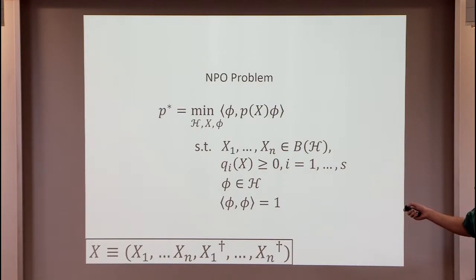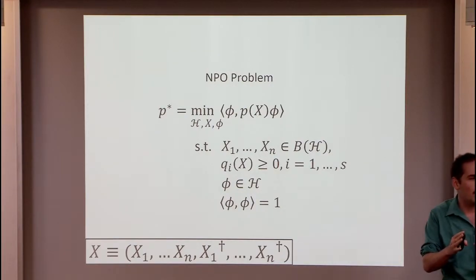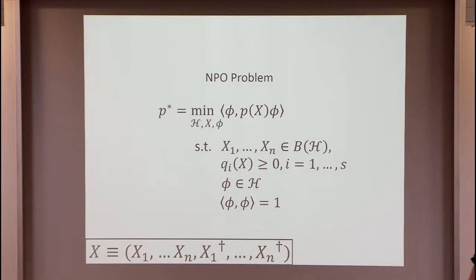So this minimization is not only over the set of all possible operators which satisfy these constraints, and not only over the set of all possible normalized vectors, but also over all possible Hilbert spaces where these objects can be defined. Does anybody follow? I mean, this is really important. So why isn't the Hilbert space fixed? No, it's not fixed. You're minimizing over the Hilbert space. So you're optimizing over all possible Hilbert spaces, operators or matrices, and normalized vectors.